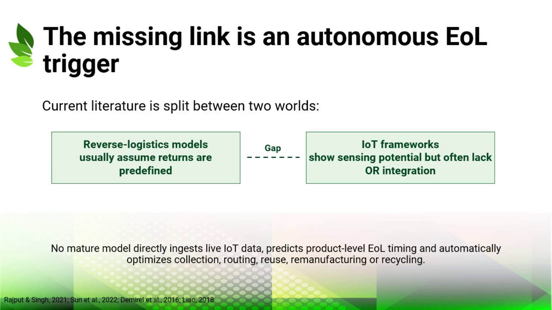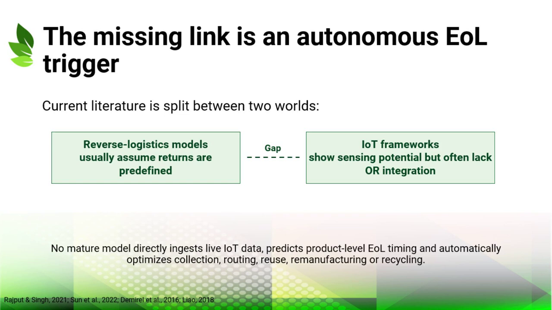On one side, reverse logistics models are well developed. They can optimize facility locations, collection networks, recovery flows, costs, compliance, and profit objectives. However, many of these models assume that returns are already known or estimated through static projections.